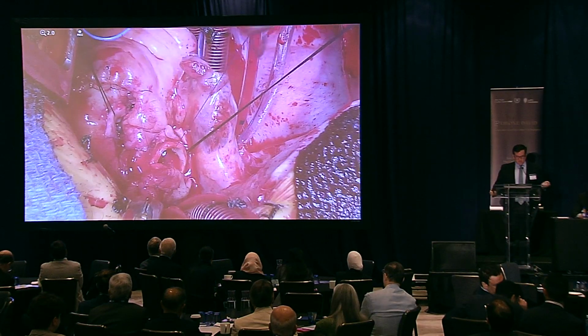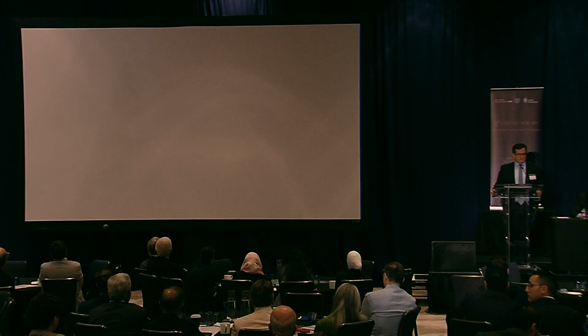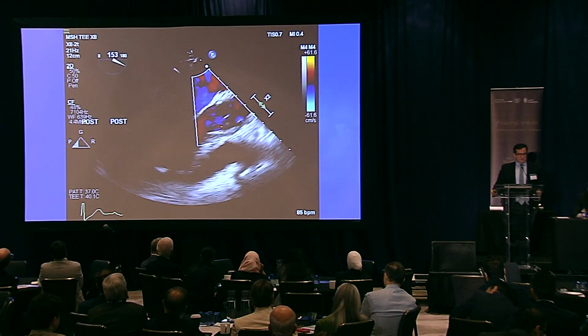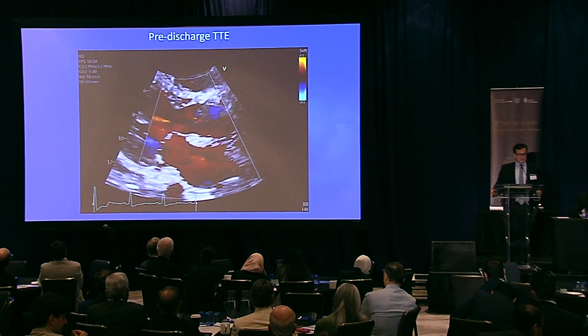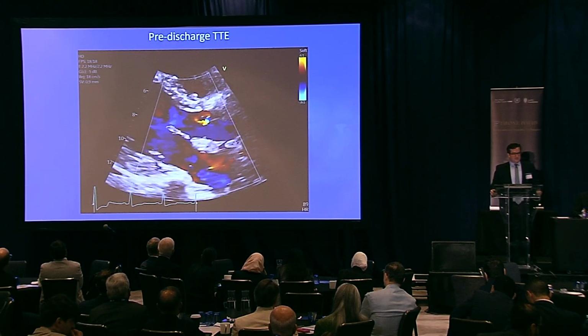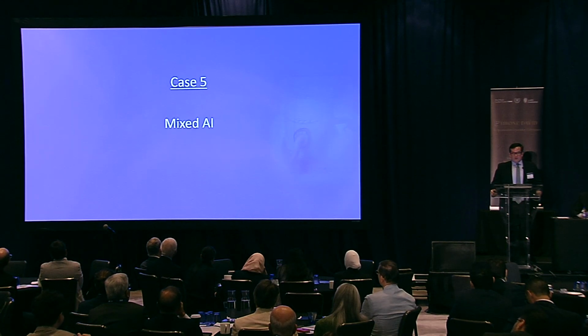And again, you'll note that we open the aorta above the anastomosis, not the anastomosis itself. So now, post-commissuroplasty, there is no more residual regurgitation. And on the pre-discharge echo, you can see just the central jet. So you can have mixed lesions.